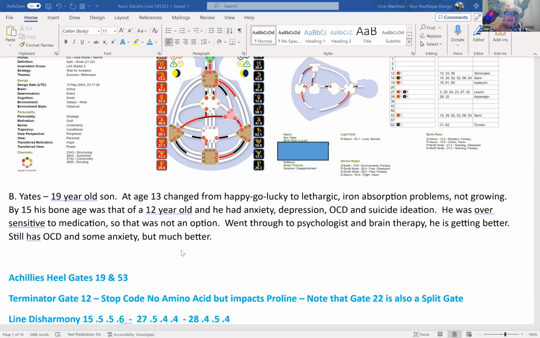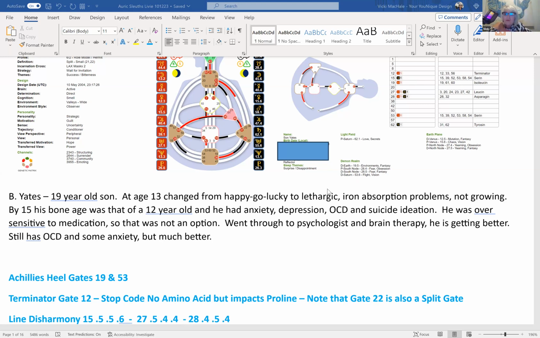And then he has 3 channels with line disharmonies, the 15, the 27, and the 28. So that's very much like the terminator gate. So he's got a lot of stuff going on. He probably has an extremely active dream life, and either dreams or might have some problems sleeping, because he has a ton of activation.